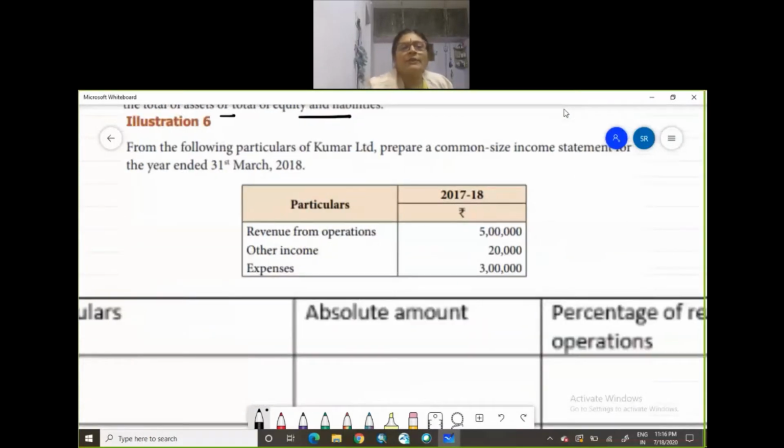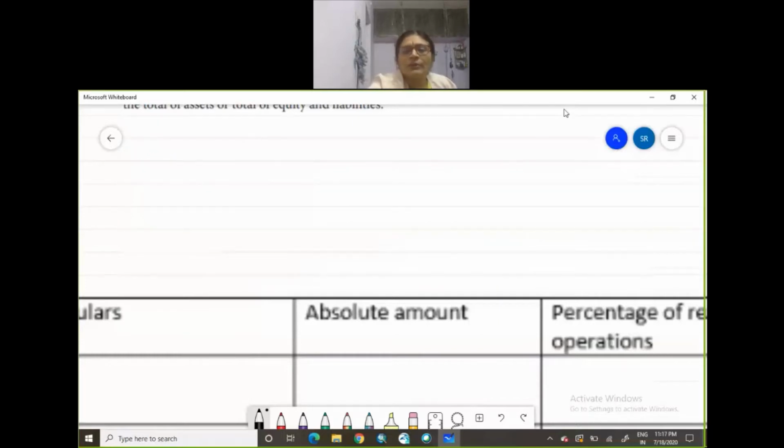Now, from the following particulars of Kumar Limited, prepare a common size statement for the year ending March 2018. They've given you some particulars: revenue from operations, other income, and expenses. Revenue from operations is 5 lakh, other income is 20,000, expenses 3 lakh. It's very easy. You add your other income and subtract your expenses, right? Now, let us go to the problem.